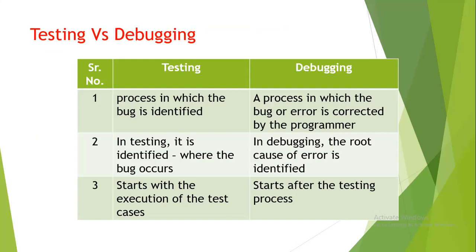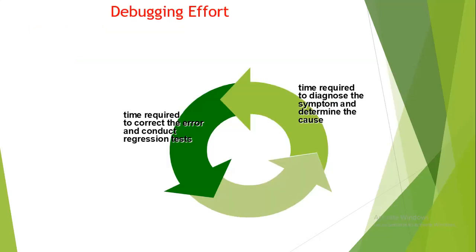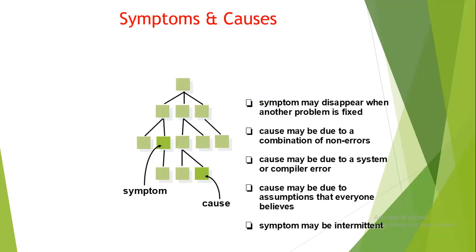These are testing versus debugging. In the testing process, the bug is identified, and in the debugging process, the bug or error is corrected by the programmer. In testing, it is identified where the bug occurs, and in debugging, the root cause of the error is identified. Testing starts with the execution of test cases, and debugging starts after the testing process. Here are the debugging efforts: time required to correct the error and conduct a regression test, and time required to diagnose the symptom and determine the cause.